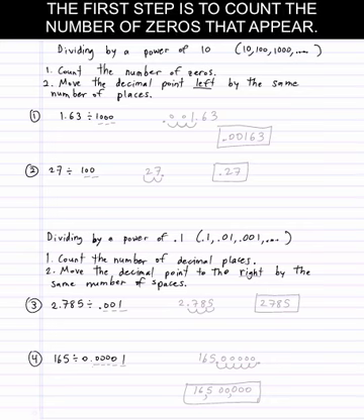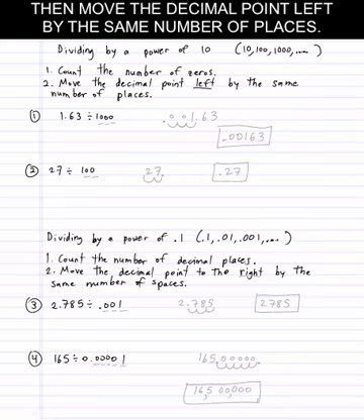The first step is to count the number of zeros that appear. Then move the decimal point left by the same number of places. Okay.